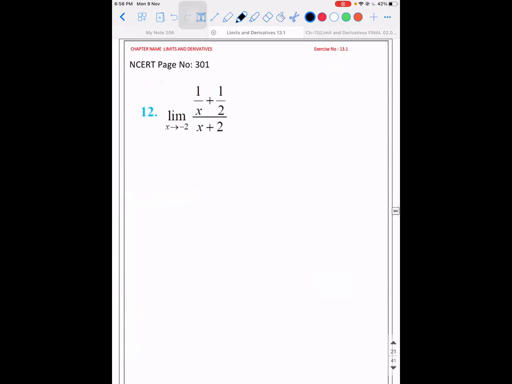So here, what are you going to get? When you substitute x equals minus 2, minus 1 by half plus half divided by minus 2 plus 2, numerator is 0, denominator is also 0. So what are we supposed to do? Simplify. So take LCM: x plus 2 divided by 2x, the whole divided by x plus 2. This x plus 2 and this x plus 2 will get cancelled. So now you substitute the limit, it will be minus 1 by 4.